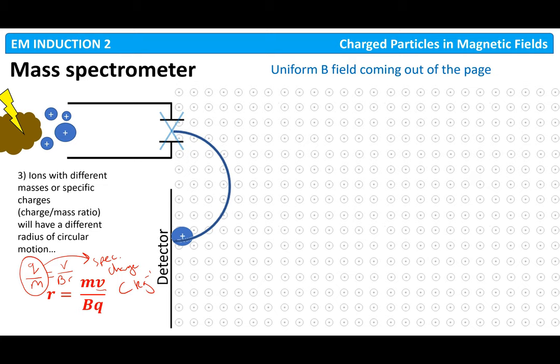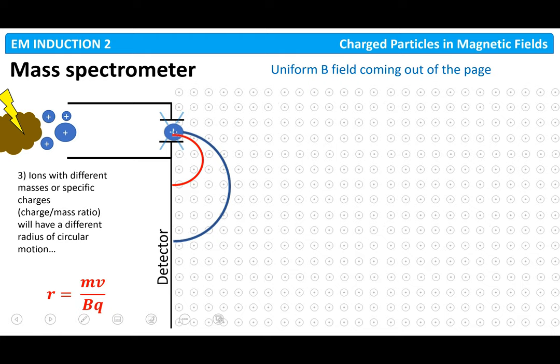And so now this means that the position on the detector that my ion is registered will give me the specific charge of that ion, and will allow me to identify what that ion is. I'm using moving charged particles and magnetic fields to basically make a molecule or an element fingerprinter, one that I can use in a variety of different places. If I have, in this case here, a smaller mass, my radius is smaller. And if my mass is smaller, then my charge per unit mass is going to be greater.